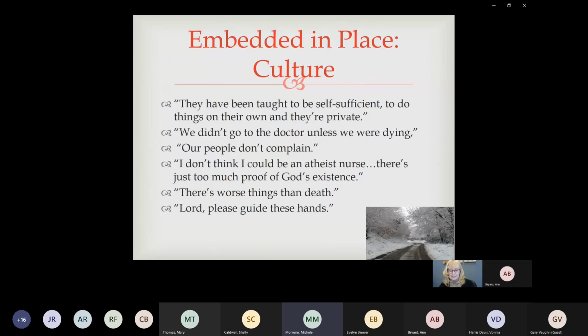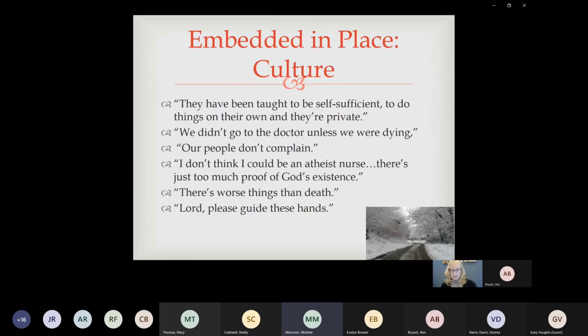"Our people don't complain. They're tough. They just are tough and don't complain at all." She just reinforced that. One nurse related how the belief systems were an essential element of being and practice. "I don't think I could be an atheist nurse. There's too much proof that God exists."